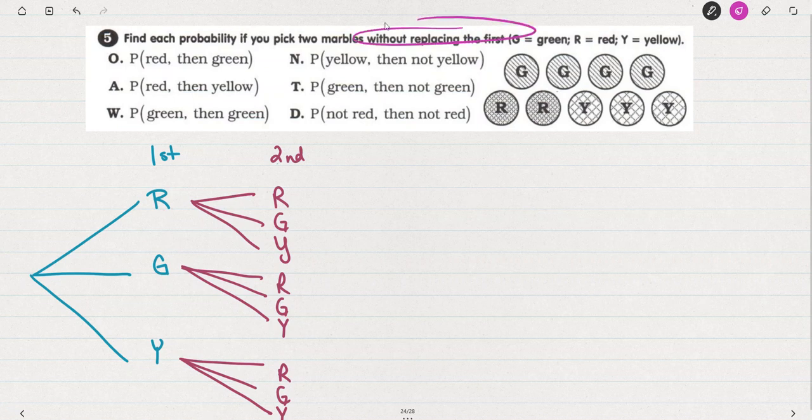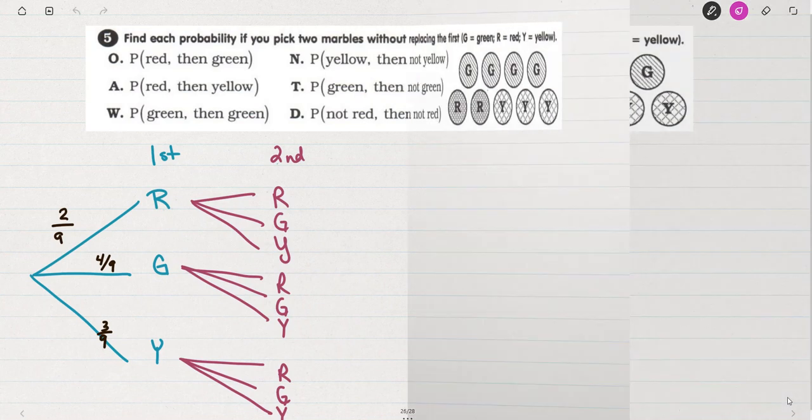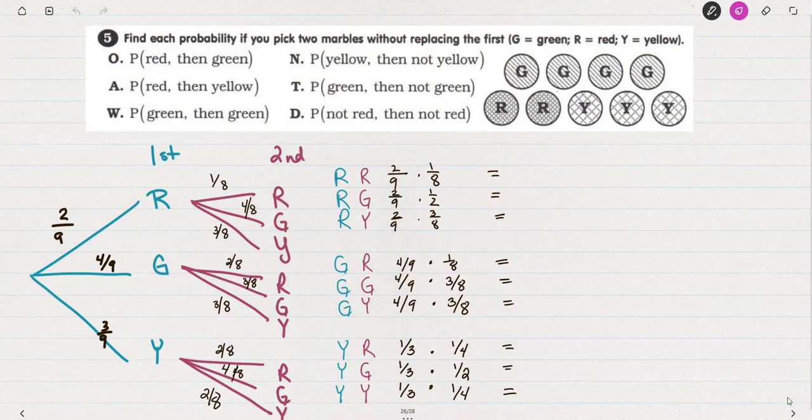So let's look at this one more time. We could start by writing the branches. We could get an R, G, or Y, and then our second draw, again, an R, G, or Y. Notice that the first draw, there's 2 reds, 4 green, 3 yellow. So we have a 2 over 9, 4 over 9, 3 over 9 probability. But when we go to draw the second letter, once we've gotten an R, there's only 1 R left. So that's why this is a 1 over 8. There's still 4 greens, 3 yellows.